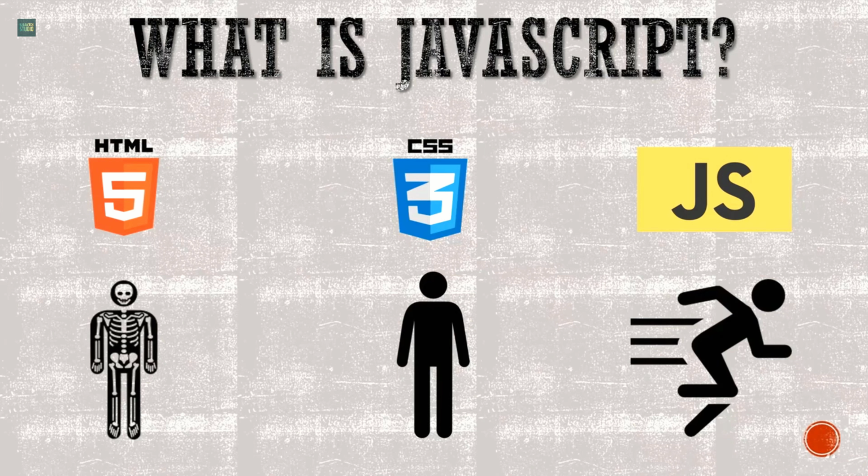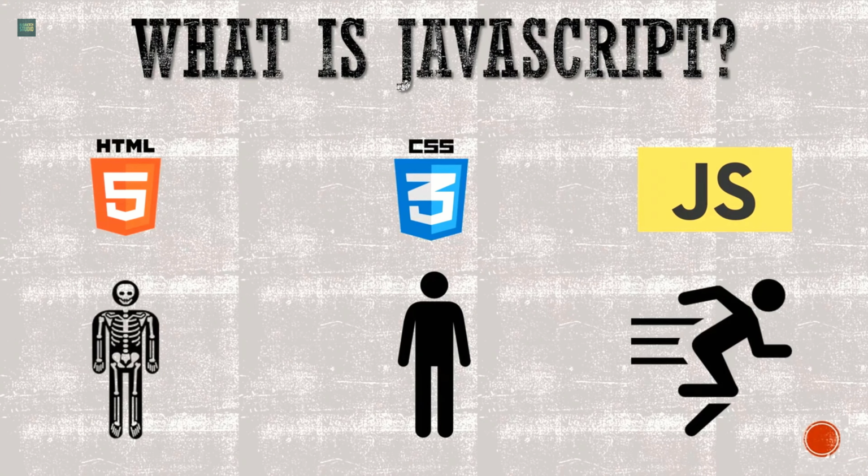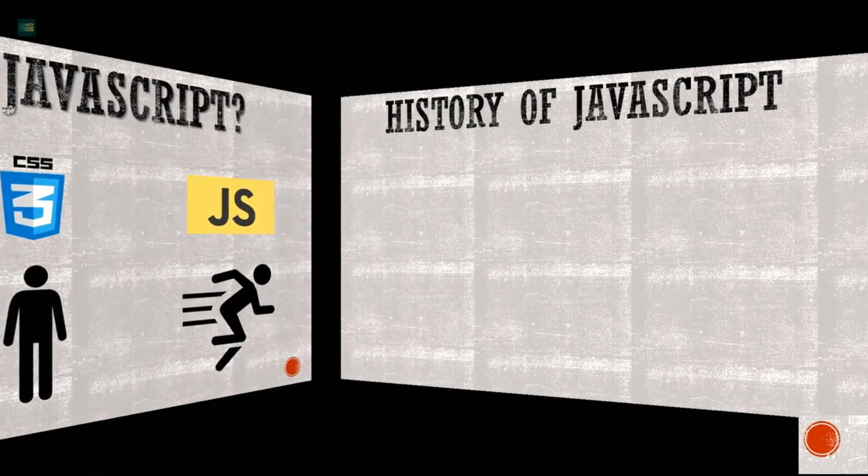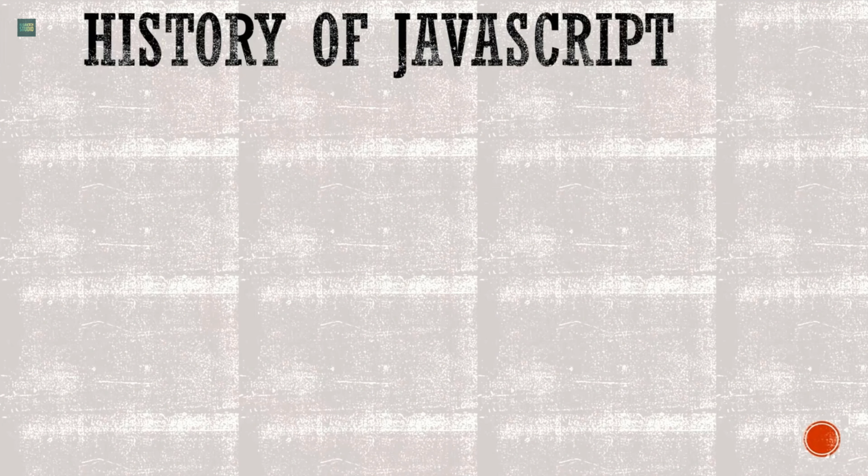JavaScript makes web pages dynamic and interactive. It allows the elements to act in different ways on the page, like animations, moving text, drop-down menus, and so on. Alright, let's talk a little about the history of JavaScript and the versions of it.